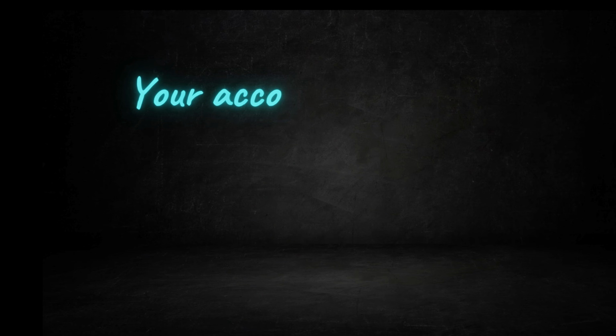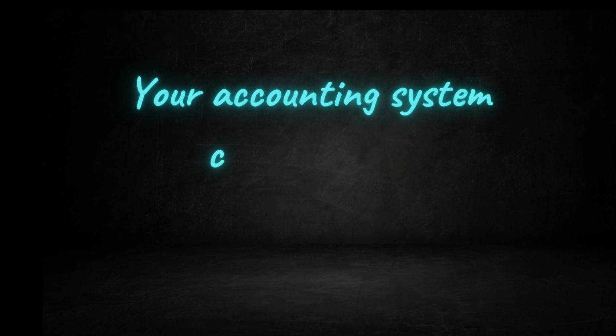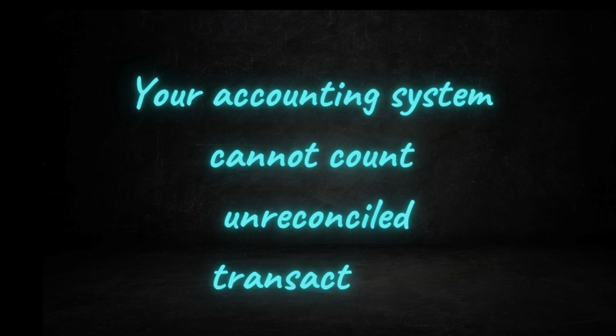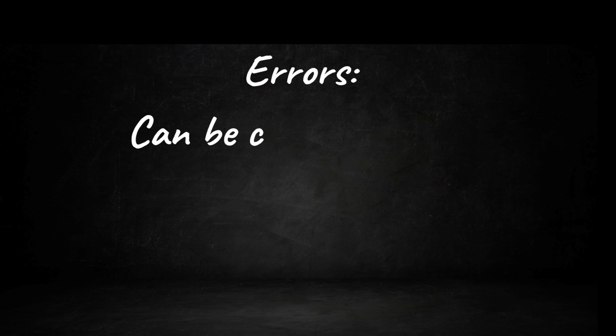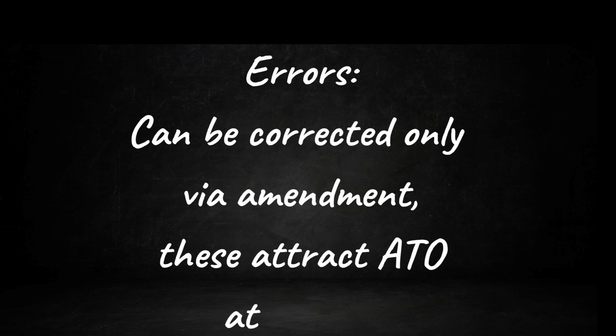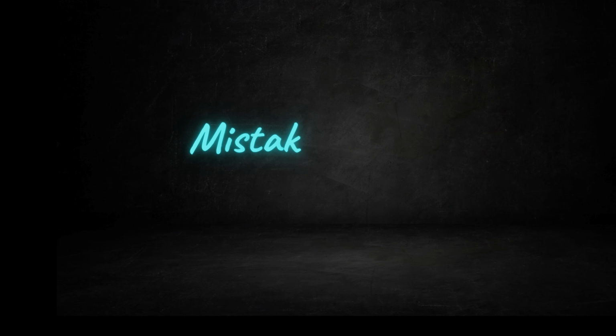Your accounting system cannot count unreconciled transactions. You need to code and reconcile so your system knows how to treat each item. Once it's lodged, it's locked in and can only be corrected with an amendment, and that attracts ATO attention. So make sure your reconciliation is 100% complete, with every transaction matched, every balance checked. Your numbers are only as good as the bookkeeping behind them.